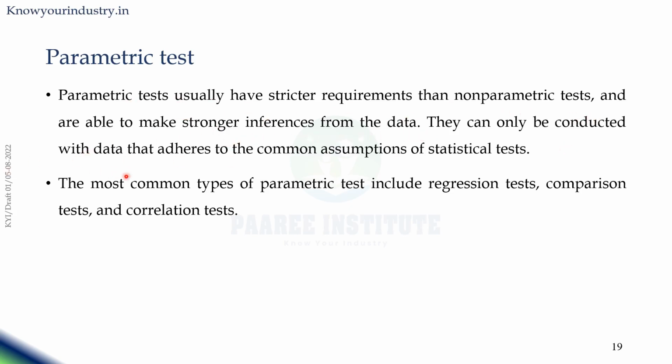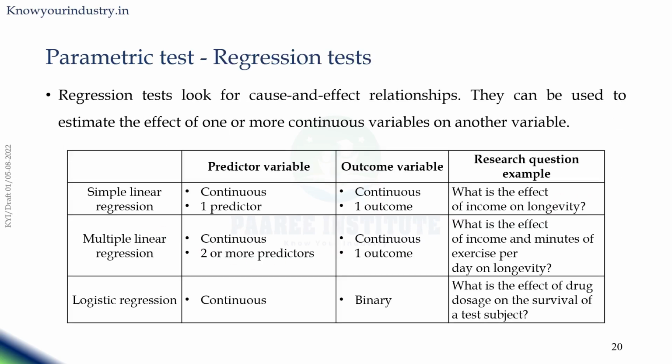They can only be conducted with data that adheres to the common assumptions of statistical tests. The most common types of parametric tests include regression test, comparison test, and correlation test. Previously, we have seen about the regression analysis. So regression analysis is one of the parametric tests, and we know that regression tests look for the cause and effect relationship. They can be used to estimate the effect of one or more continuous variables on another variable. So here we are seeing more about the regression test, which is also one of the types of parametric test.